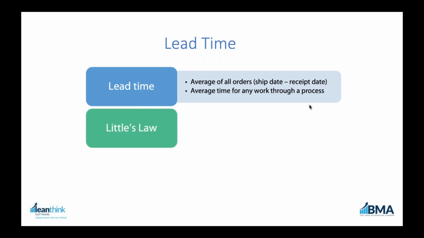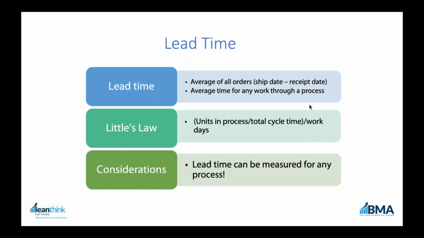If you can't measure it directly, as I stated here, there's something out there called Little's Law, which is a simple way to calculate lead time. It's the units in process divided by the total cycle time over the work days. And as I said, lead time can be measured for any process. And it's very, very important because lean is a time-based strategy.